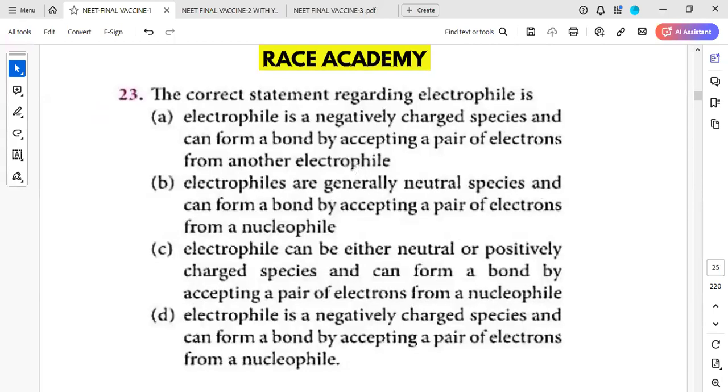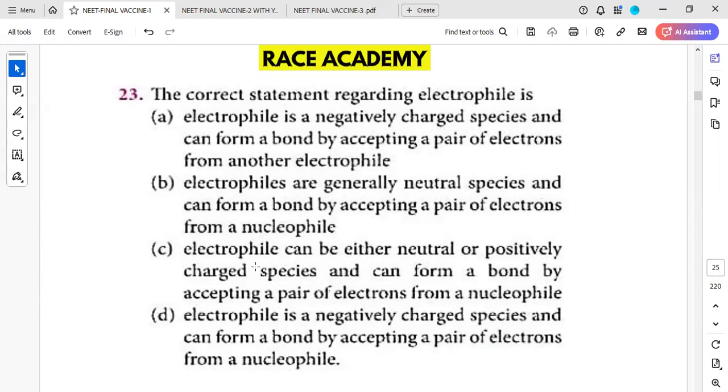Next, 23rd question. What is the correct statement regarding the electrophile? Option A: electrophile is negatively charged, wrong. Option B: electrophile is generally a neutral species that can form a bond by accepting a pair of electrons from a nucleophile. That is a suspicious one, so it is not necessary every time.